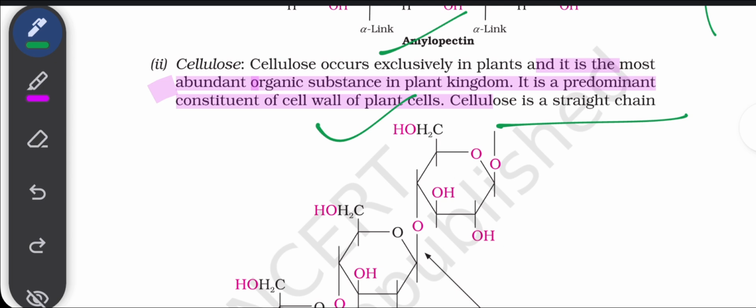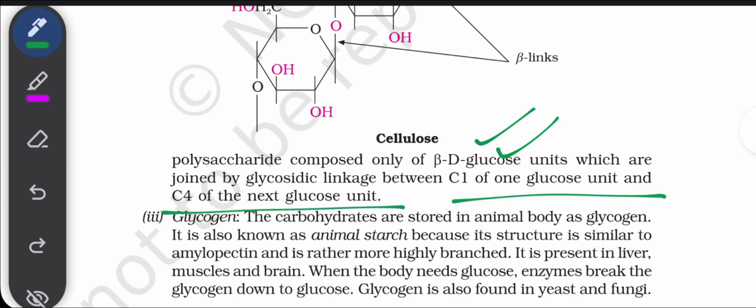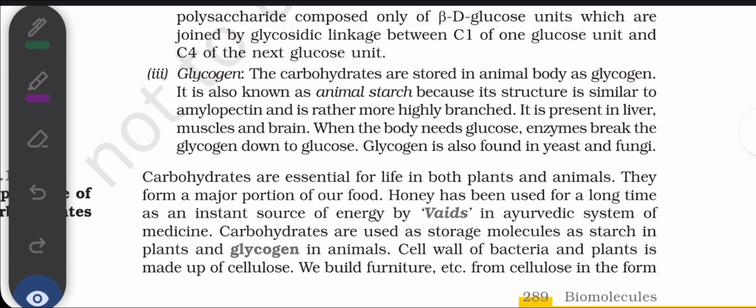Cellulose is a straight chain polysaccharide composed only of beta D glucose, okay, which are joined by glycosidic linkage between C1 of one glucose and C4 of the next glucose unit. So remember that. Now glycogen, the carbohydrate are stored in the animal body as glycogen.